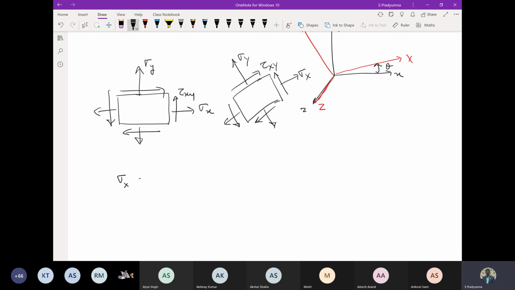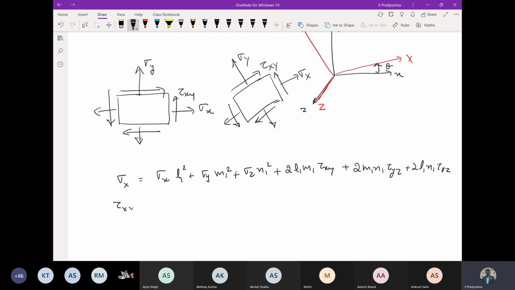Now I know this sigma X is equal to the transformation rule. I know it is sigma x L1 square plus, L1 is L, I'm just writing L. Okay, I need 2, right? So L1 M1 M2, right? I take L1 sigma y M1 square plus sigma z N1 square plus 2 L1 M1 tau xy plus 2 M1 N1 tau yz plus 2 L1 N1 tau xz.